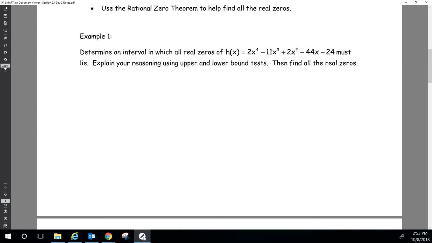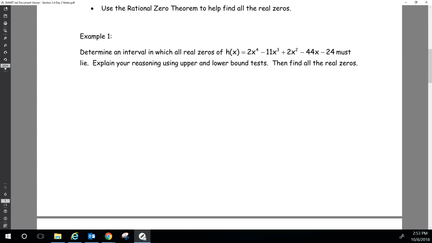So here we go. We've got 2x to the fourth minus 11x cubed plus 2x squared minus 44x minus 24. So it says determine the interval where these real zeros are going to lie. Explain your reasoning using upper and lower bound tests, and then find all the real zeros.